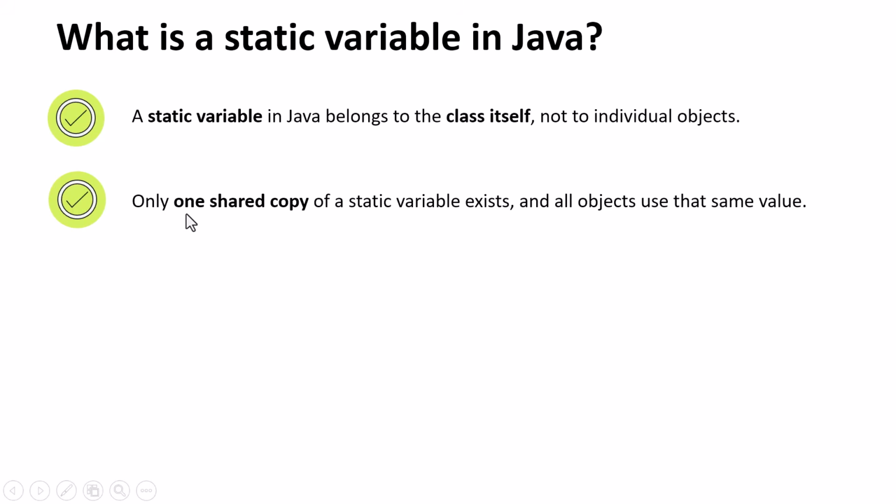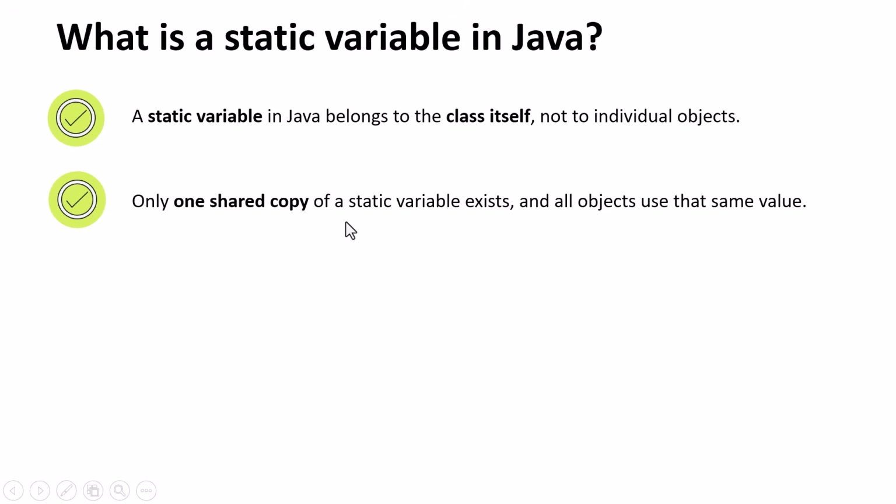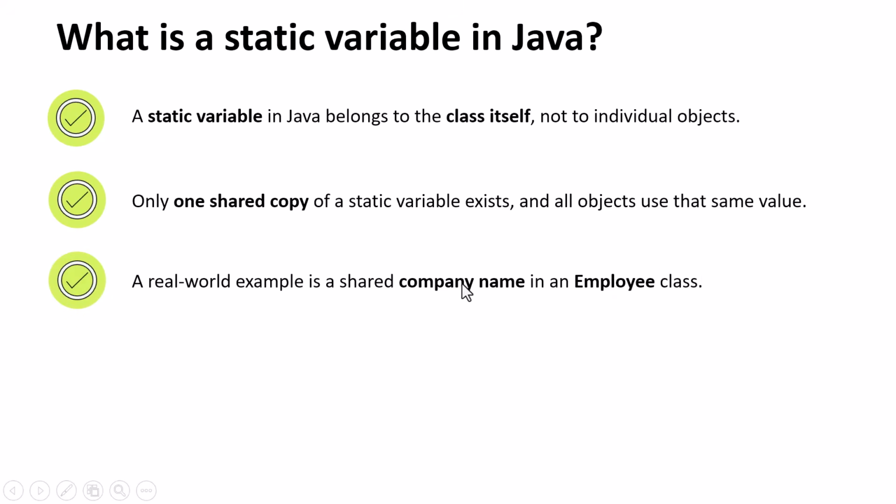A static variable is created when the class is loaded into memory and it remains associated with the class rather than any one object. A real-world example is a company name in an employee class. All employee objects may have different names, salaries, and IDs, but the company name is common for all of them, so it makes sense to store it as a static variable.